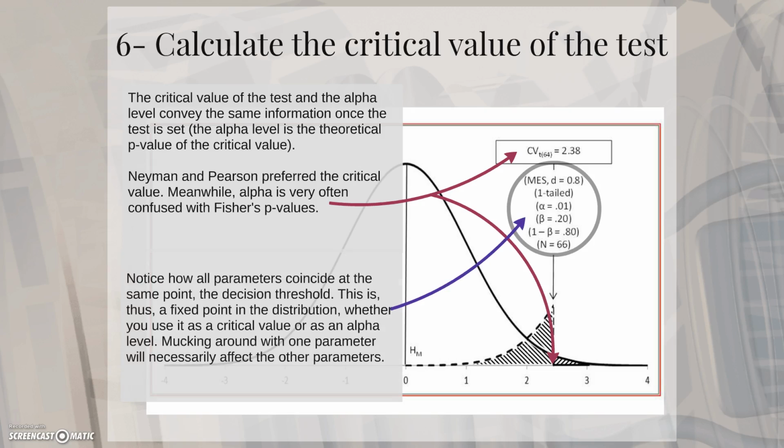Notice as well that all parameters coincide at the same point, the decision threshold. So this decision threshold is a fixed point in the distribution. Whether you use the critical value or you use alpha to make your comparison, this is a fixed point that shouldn't be altered. I mean, mucking around with one parameter will necessarily affect the other parameters.